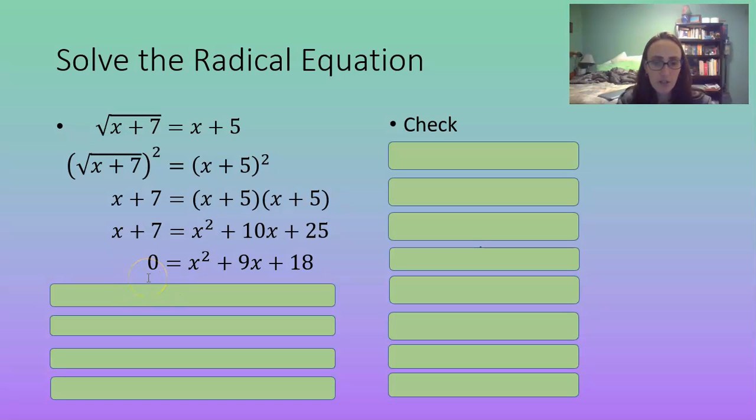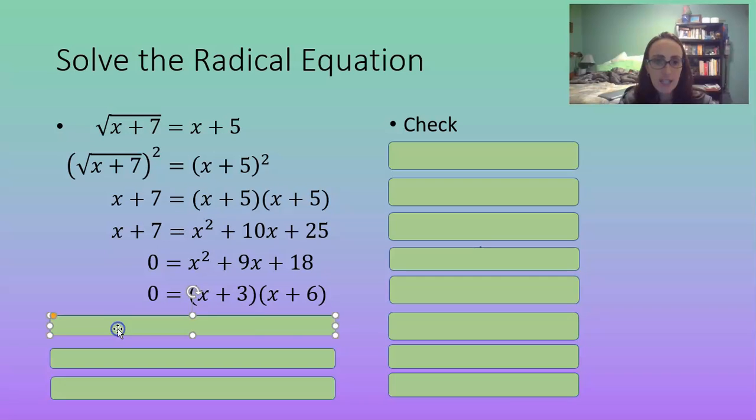Now that it equals 0, I can go ahead and factor this right-hand side. I'm looking for two numbers that multiply to give me 18, but that add to give me 9. That's going to give me 3 and 6. So I can factor this to the binomial x plus 3 times x plus 6. This still equals 0. Because I now have two things being multiplied together that equals 0, I can use my zero product property that tells me that either of these two things being multiplied together is equal to 0.